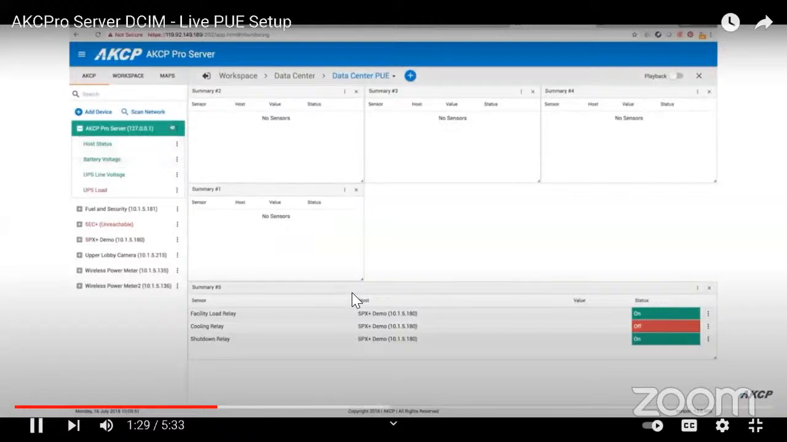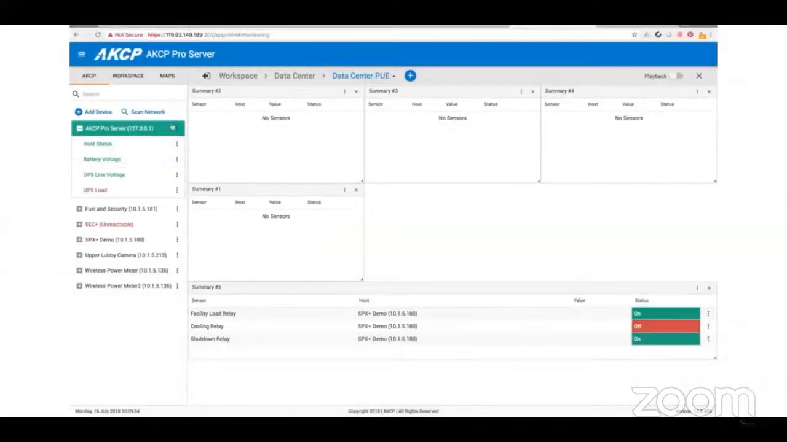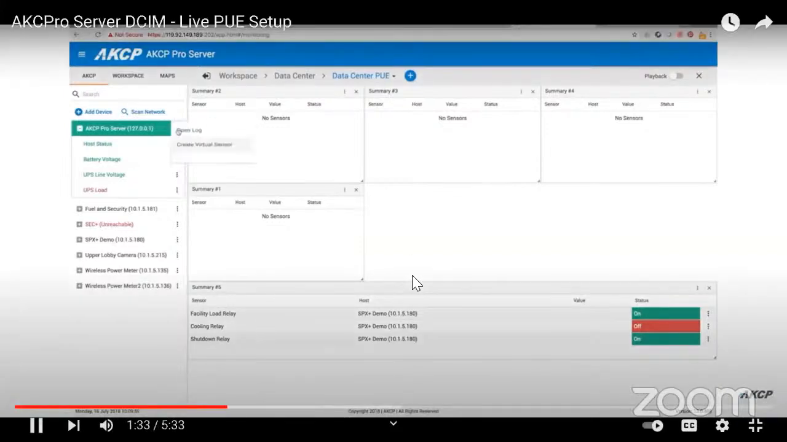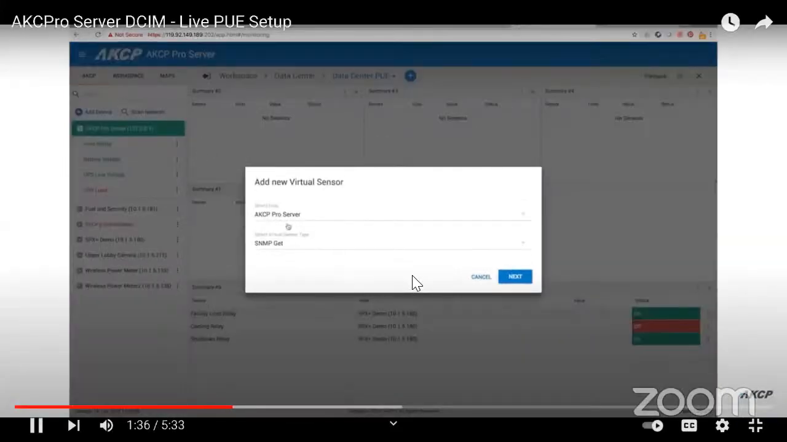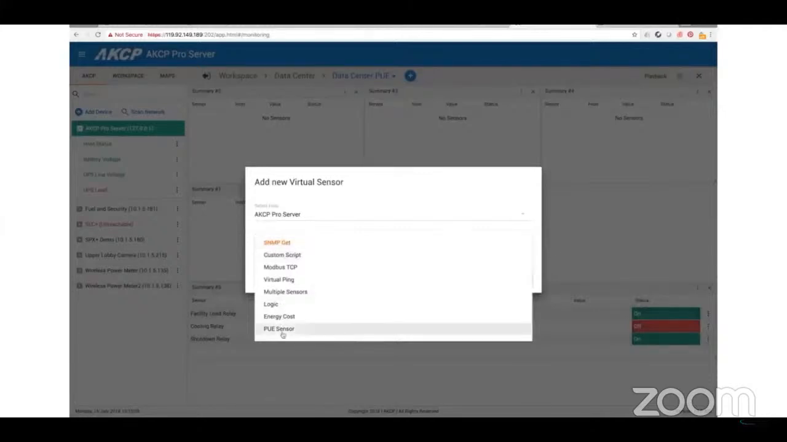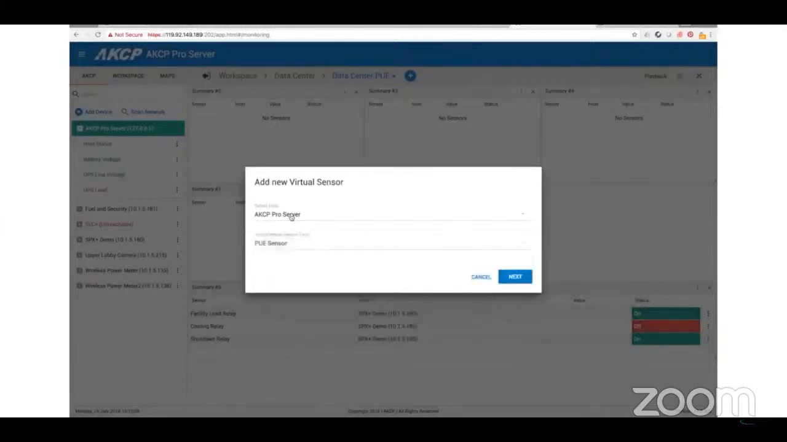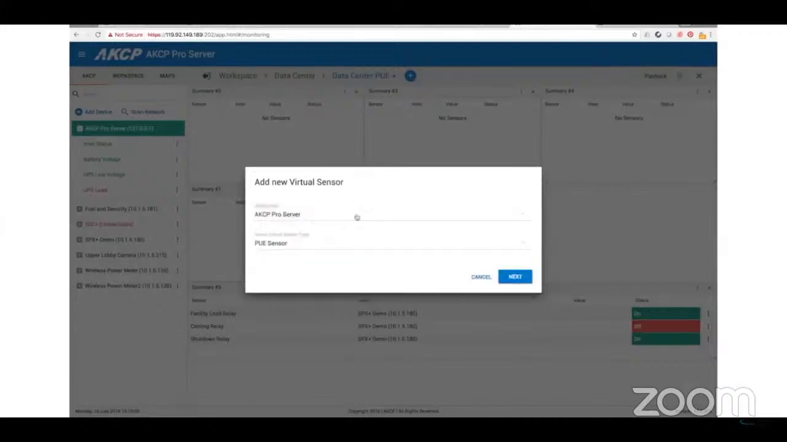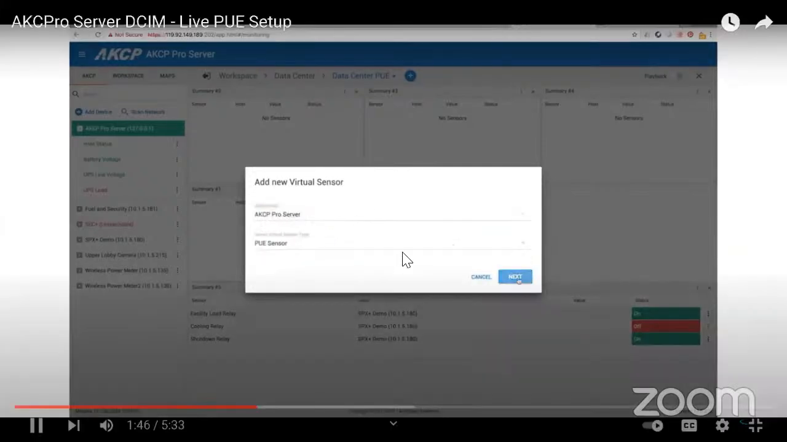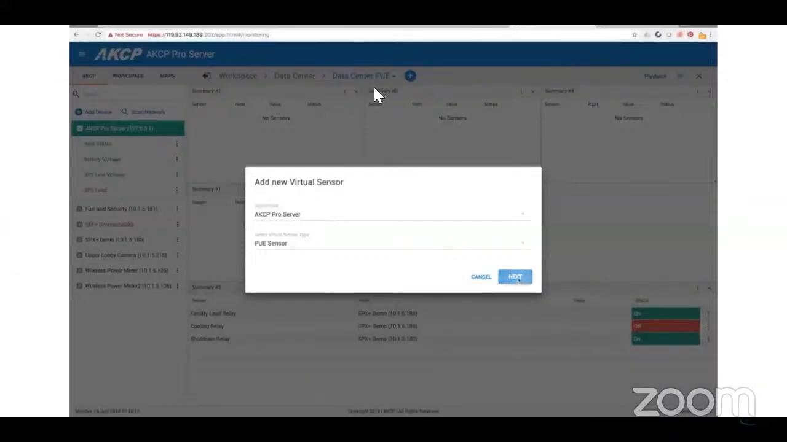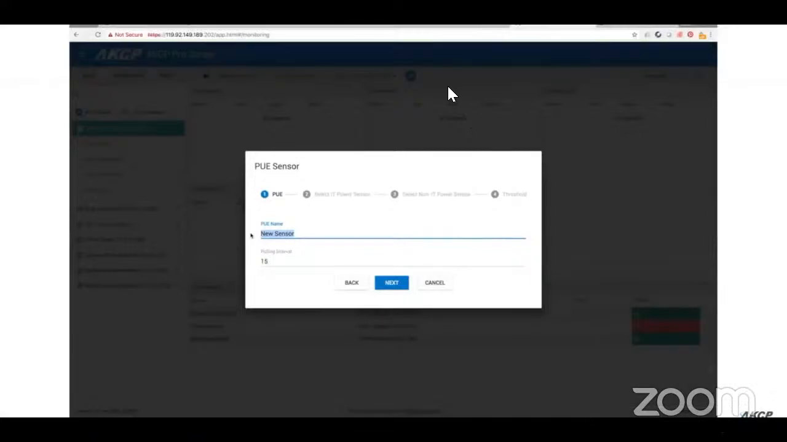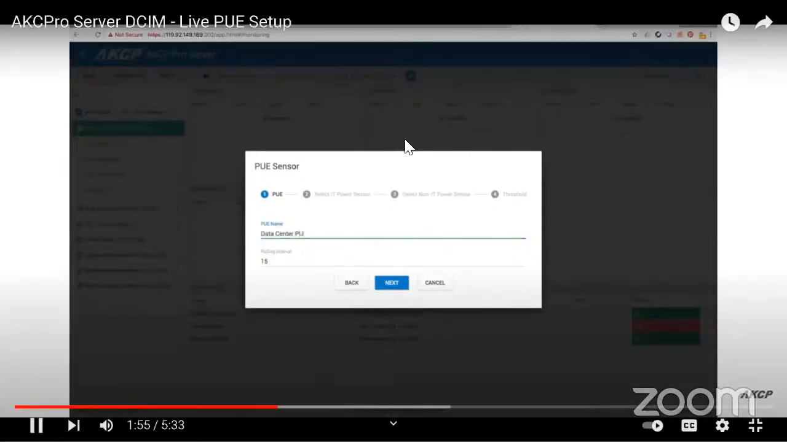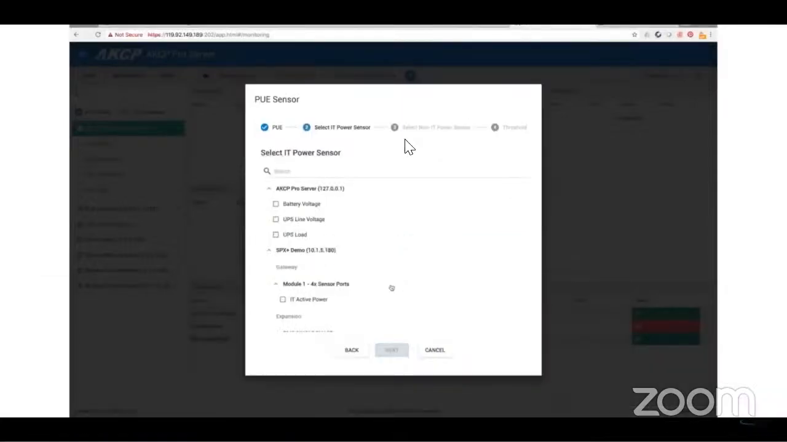Okay, so to set up a PUE virtual sensor, we are going to select Create Virtual Sensor, and from our sensor type, it will be a PUE sensor. And the host this is going to be on is our AKC Pro server, which is where we've purchased already our virtual sensor licenses. So we will call this our data center PUE, and every 15 seconds we'll poll the data.